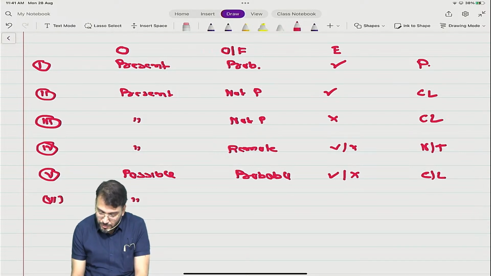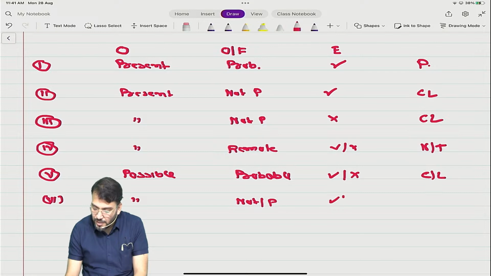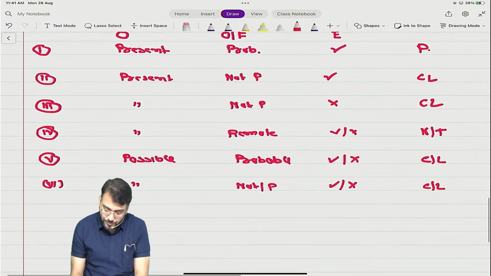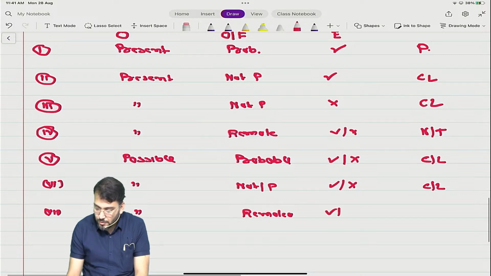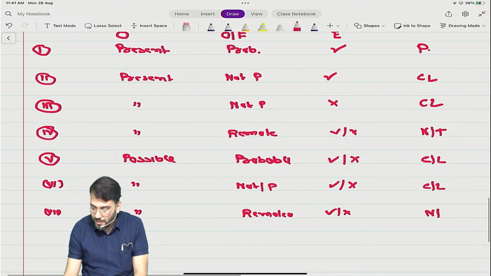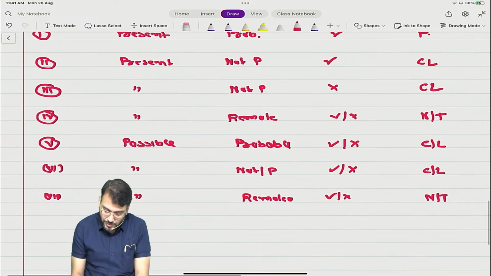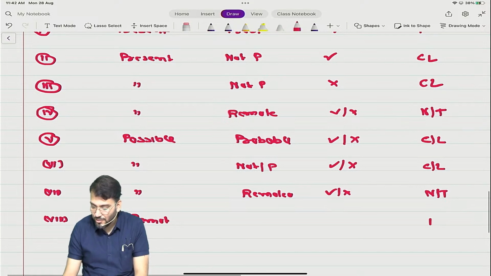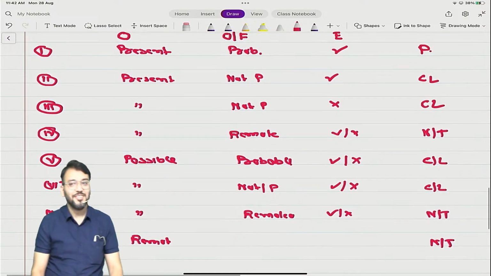Point number 6. Possible obligation. This means possible, not probable. The amount can be estimated or not estimated. Tell me. Contingent liability. Excellent. Then possible obligation, but now it becomes remote. Tell me what? No treatment. Excellent. The next point, it is a remote obligation, no treatment. You have understood.